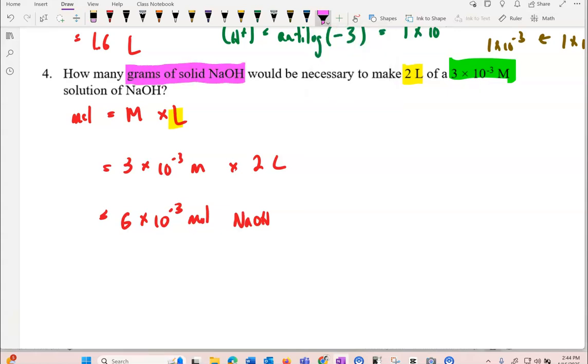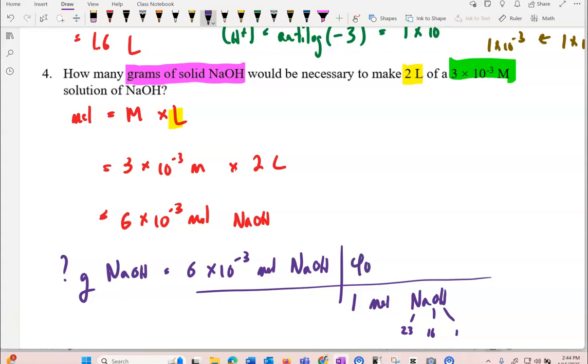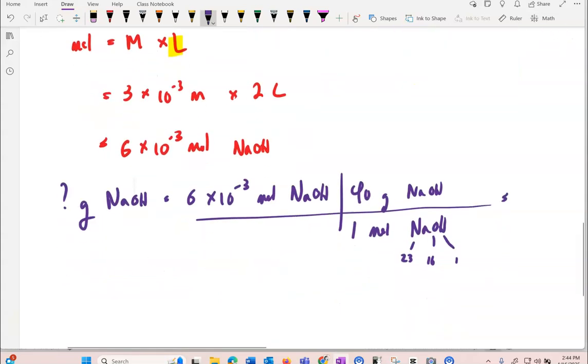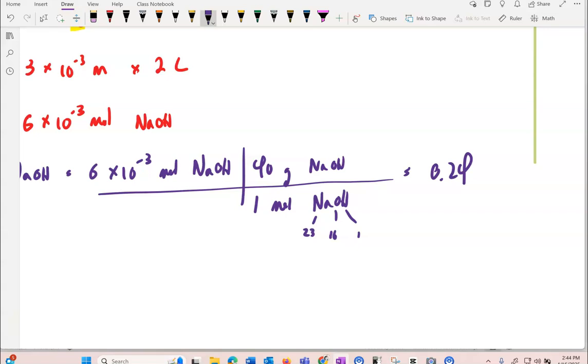How many grams of solid sodium hydroxide? So we're going to have to add a step to this, and we're going to ask how many grams of solid sodium hydroxide would be the equivalent of 6 times 10 to the negative third moles of sodium hydroxide. What we know is that the molar mass of sodium hydroxide is 23 plus 16 plus 1, which is 40 grams. So we're going to say 6 times 10 to the negative third times 40, and this is the mass of solid sodium hydroxide, 0.24 grams.